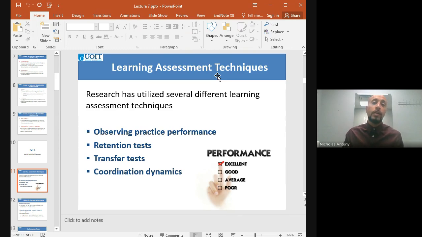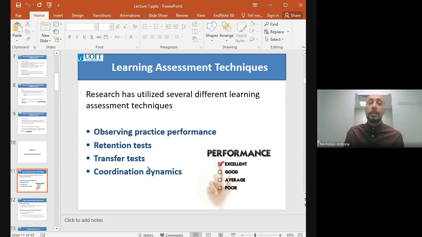available in that textbook, they are talking about the different assessment techniques such as the observing practice performance we've talked about. Retention tests are recall tests and recognition tests, just like in an exam. So you're testing material. Transfer tests is putting someone in a novel situation and seeing if they can adapt. So that would be more like practice versus game.